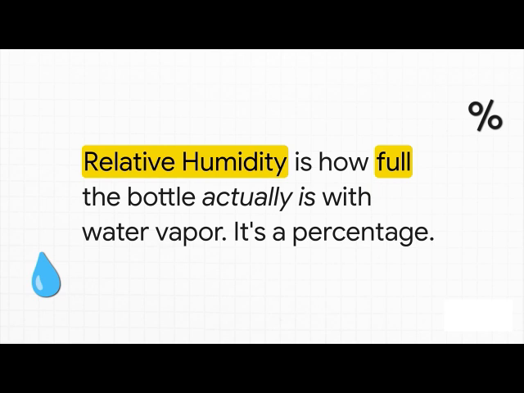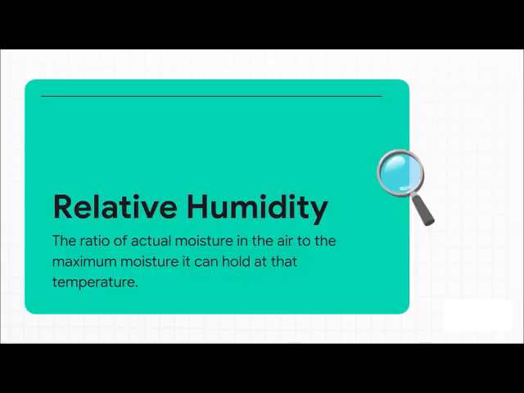actually is with water. And you know a bottle that's 90% full feels a lot different than one that's only 10% full, right? And that's pretty much the textbook definition. Relative humidity is just the ratio of how much moisture is actually in the air compared to the absolute maximum it could hold at that exact temperature. So, in our jungle, that 90-degree air is a huge bottle that's almost totally full. The desert? Same size bottle, but it's nearly empty.